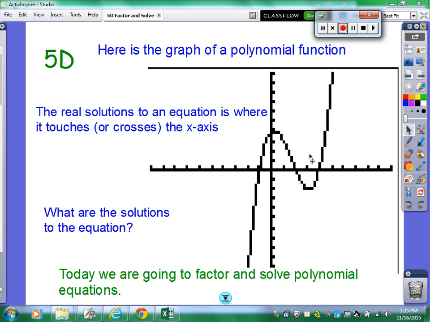All right, this is 5D notes. We're going to be factoring and solving polynomial equations today. All right, look at the following. You don't need to write it down in your notes, but look at the following. Here's a graph of a polynomial function.